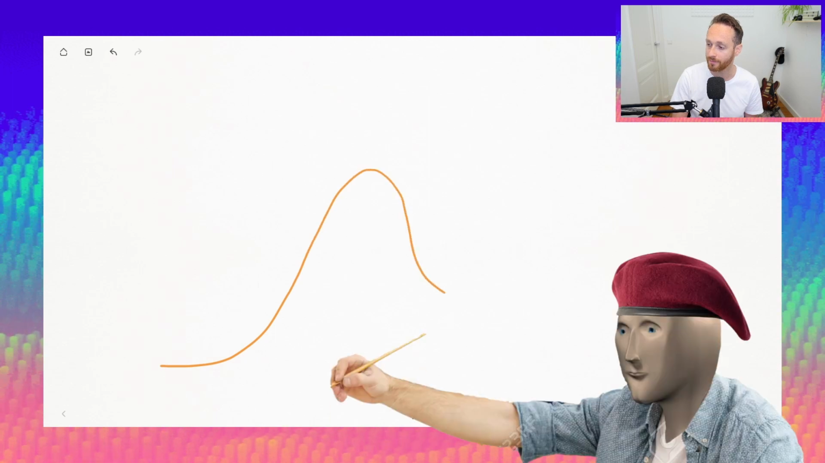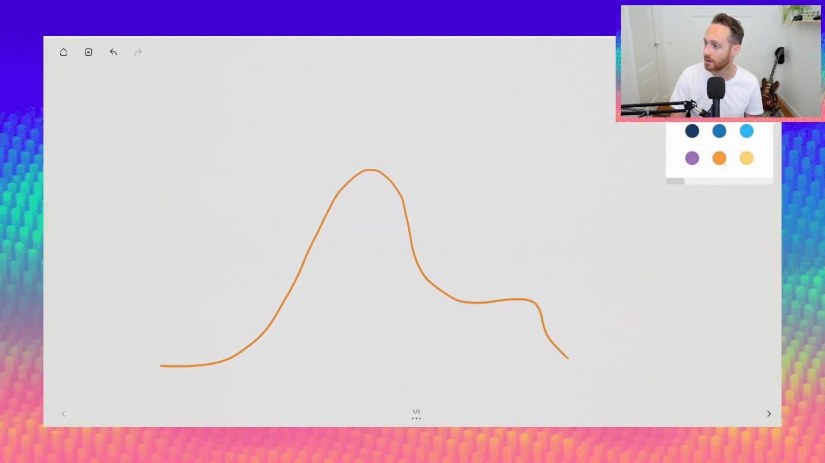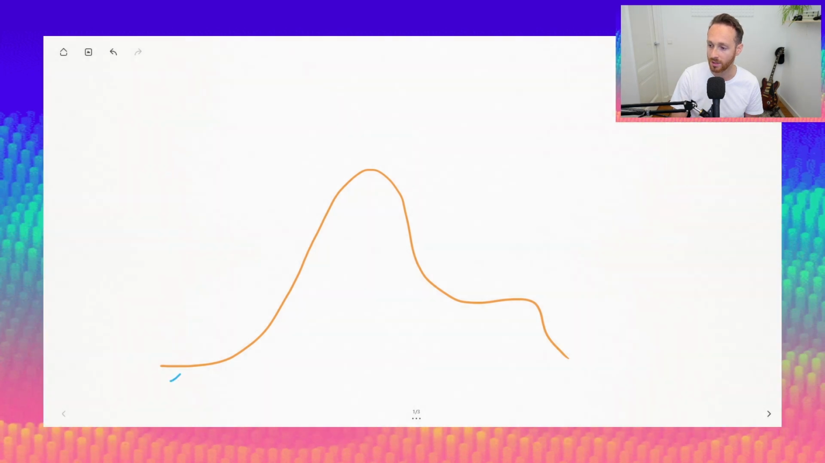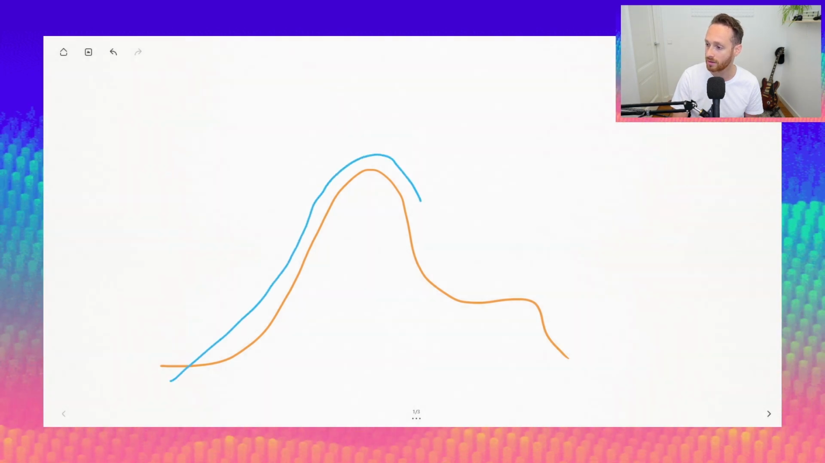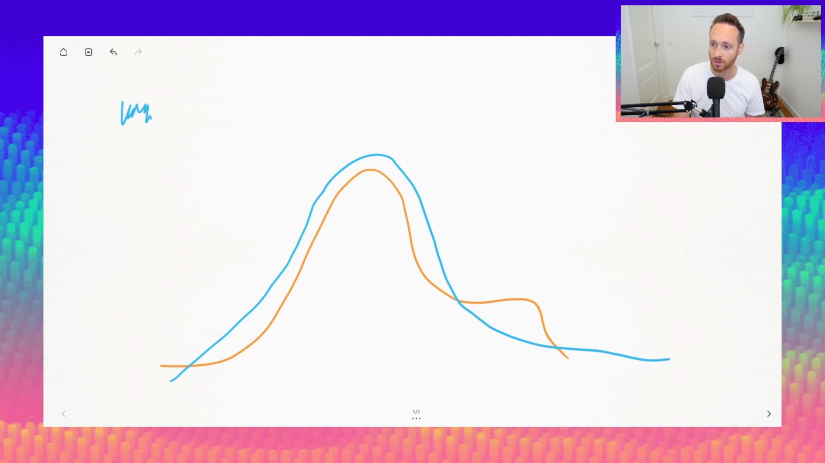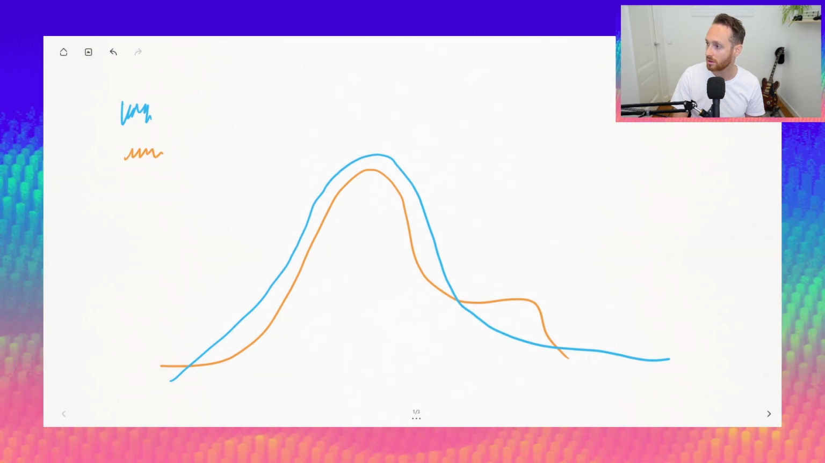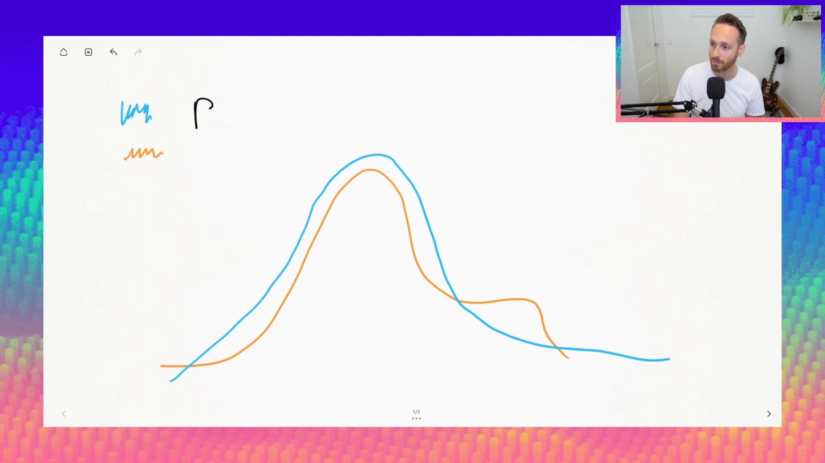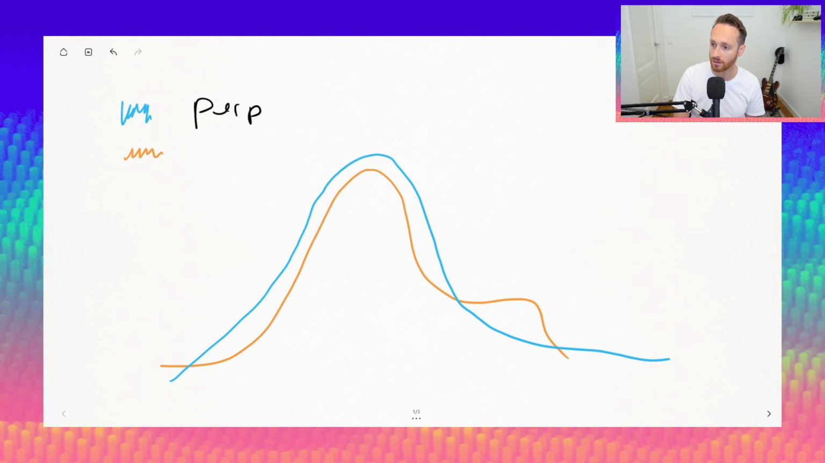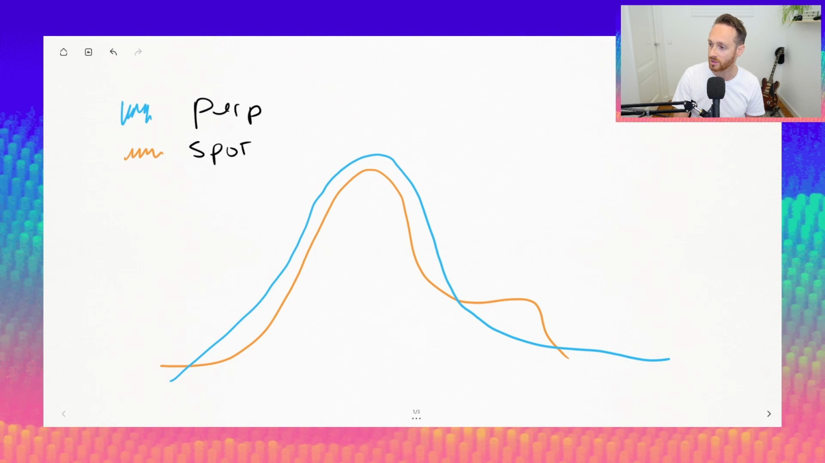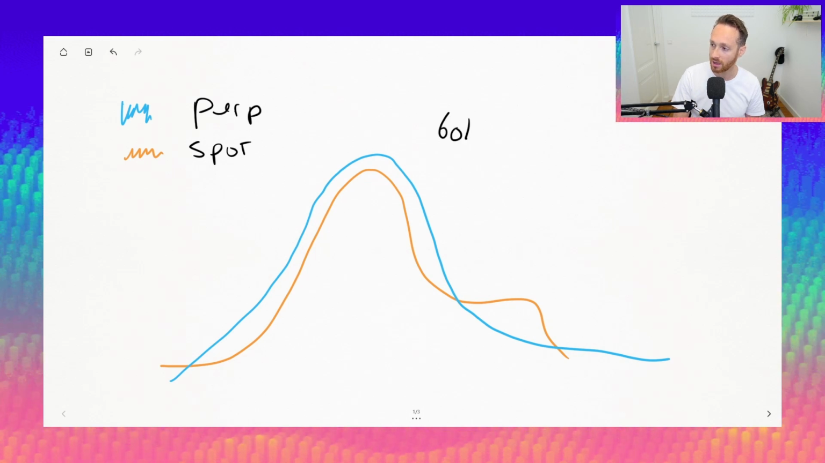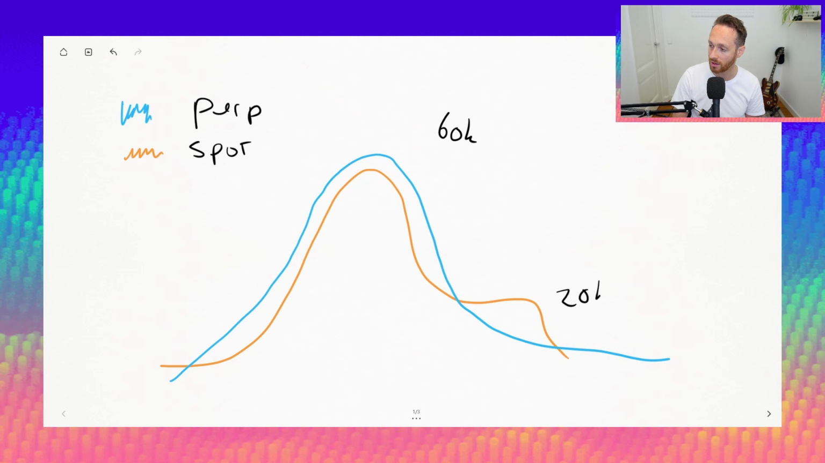Alright, so here we are in my amazing drawing program. Let me just see. So imagine this is the price of Bitcoin, yeah? Beautiful. Then the blue line will be the price of the perpetual contract, and orange. Blue is the perpetual and orange is the spot. Let's say Bitcoin is 60K here and I don't know, 20K here.